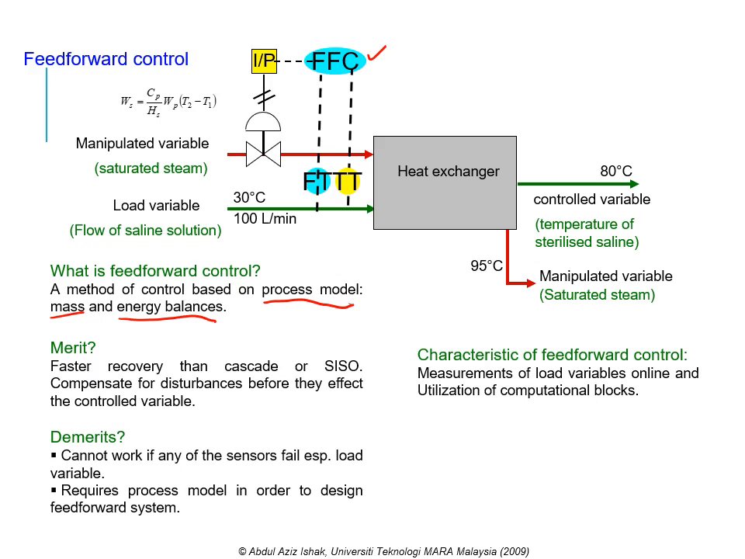Because in this feed-forward controller, we basically learn the process based on the process model, so it has to be precise in order to avoid any error or deficiency of the feed-forward control. And the disadvantages of the feed-forward controller are that it cannot work if any of the sensors fail, especially the load variable, and it requires a process model in order to design the feed-forward system. Hence, it has to be very precise, remember, as I mentioned earlier.